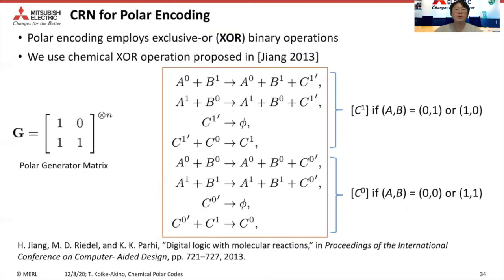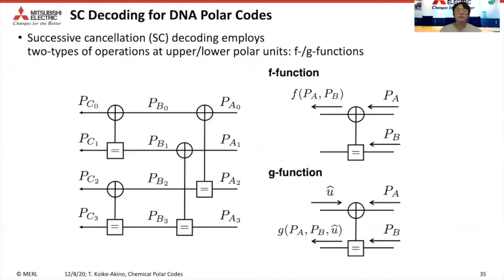For polar encoding, we may use exclusive OR binary operations. Chemical exclusive OR can be realized by 8 reactions. The first 4 are producing C1, depending on A and B, and the last 4 are generating C0.